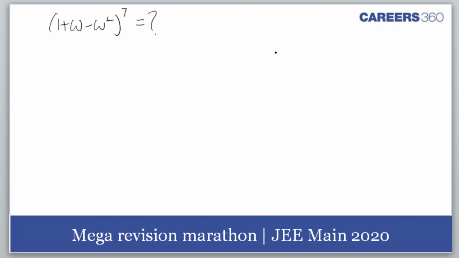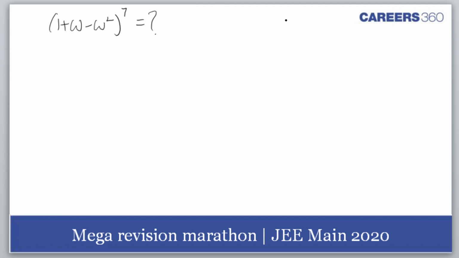Yes, tell me. Yes, students. The choices are 128 omega, minus 128 omega, 128 omega square and minus 128 omega square. No, excuse me, 1 and minus 1 it can't be, Chiru.